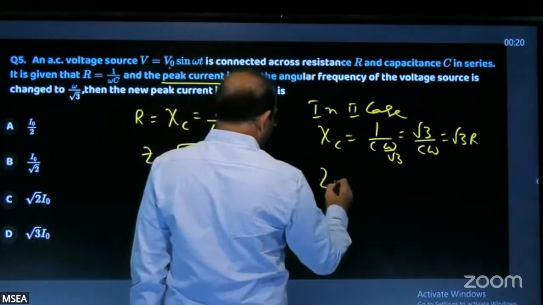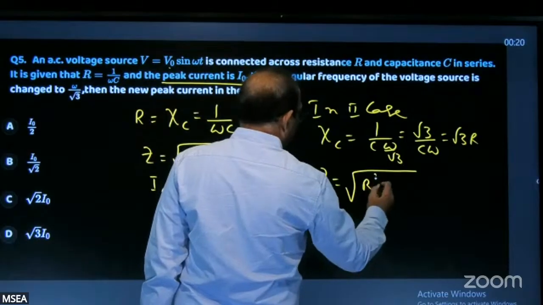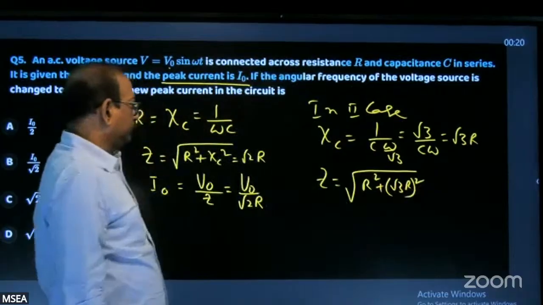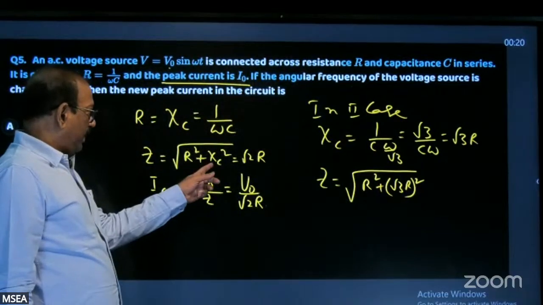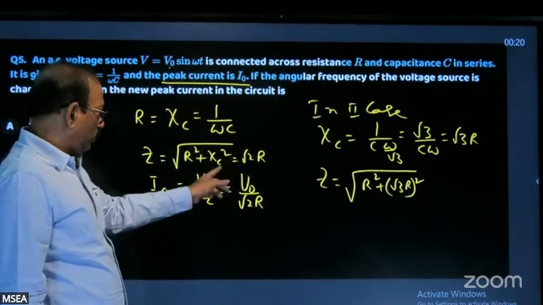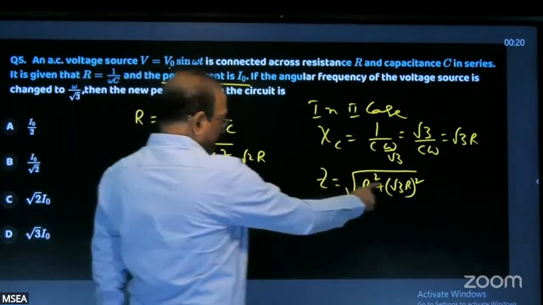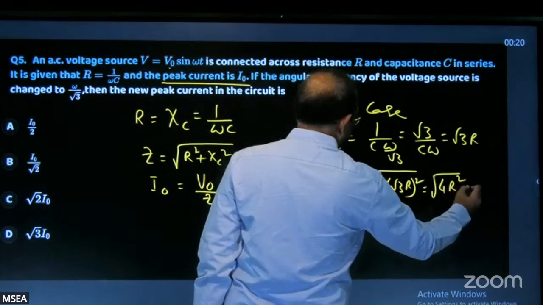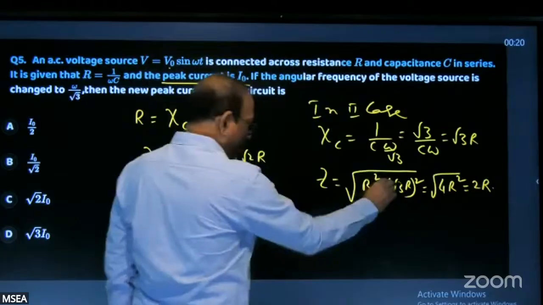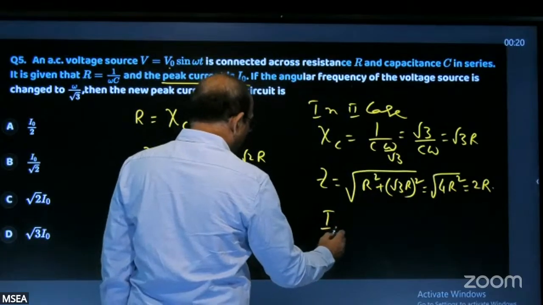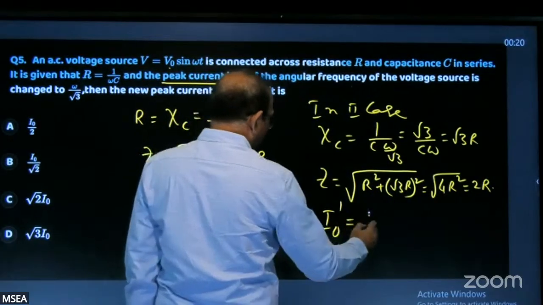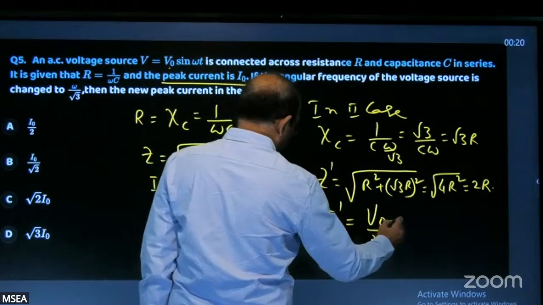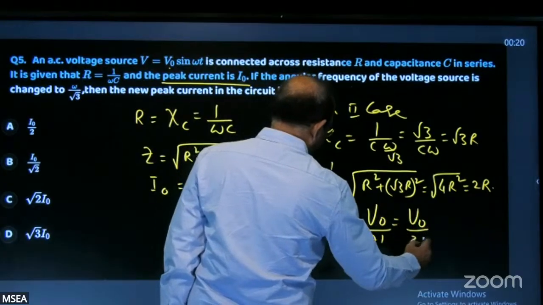Then what is the new impedance? Root R square plus (root 3R) whole square. The new capacitive reactance is root 3R, no? Root 3R square, 3R square you will get. 3R square plus R square, 4R square you will get. That is 2R you'll get, the new impedance. So what is the new value of current? I naught dash is V naught by this new impedance, Z dash. I'm writing V naught by 2R.